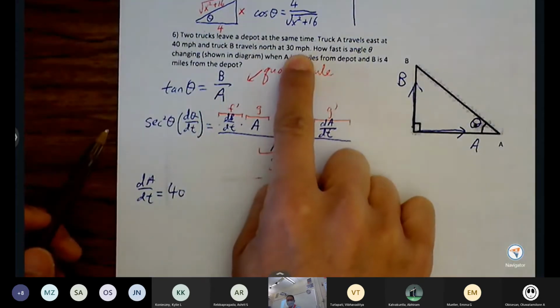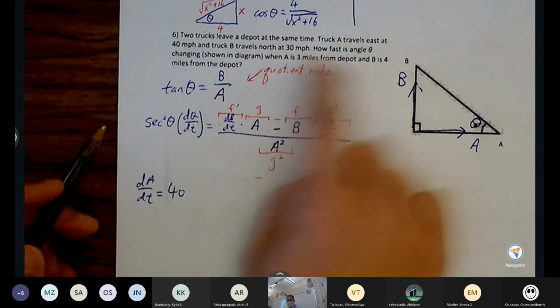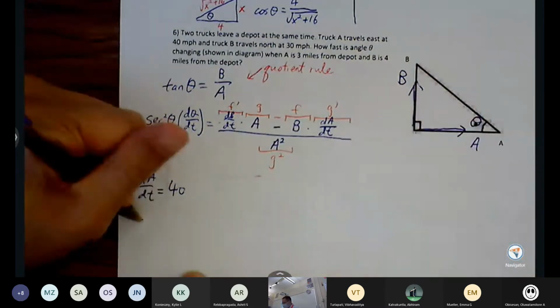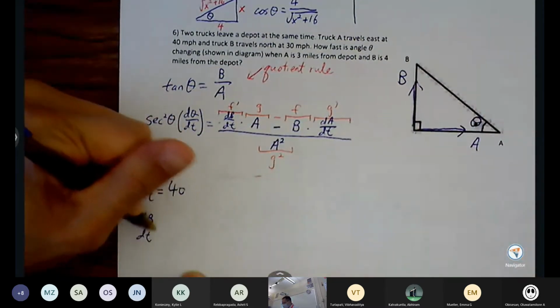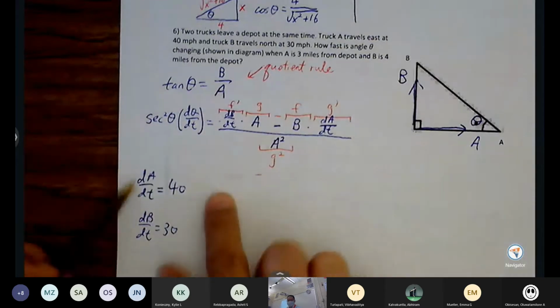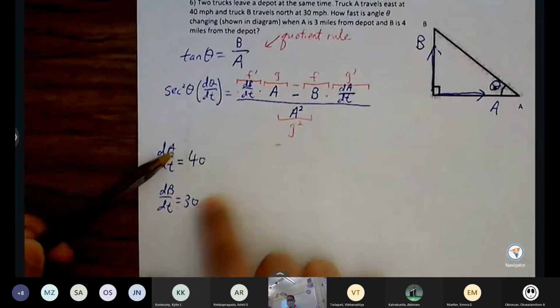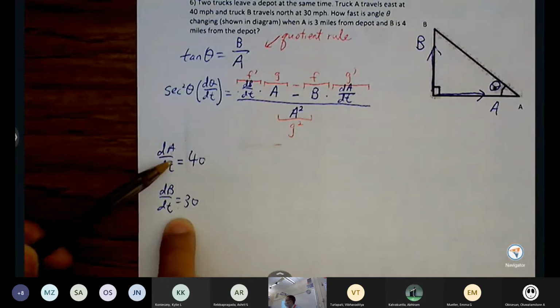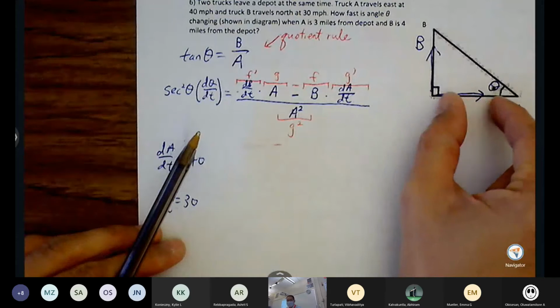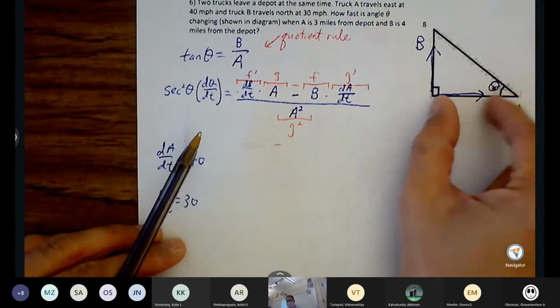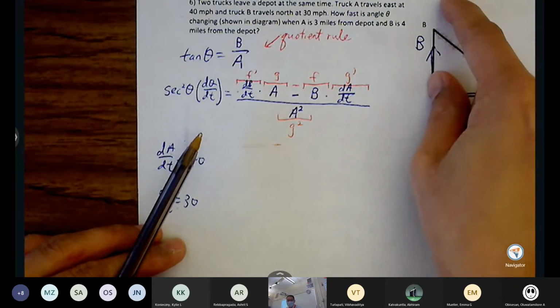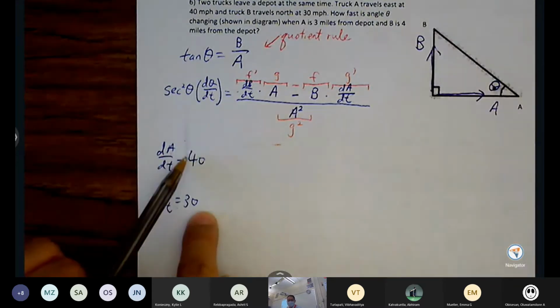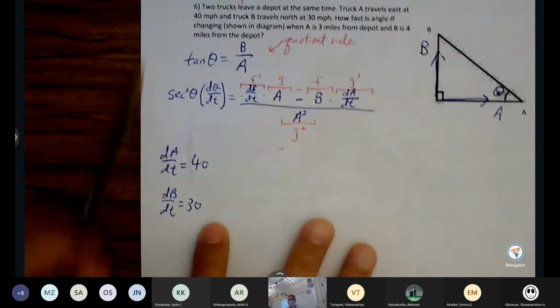Truck B travels north at 30 miles per hour. So dB/dt. And notice that these are both positive. Are they positive because we're going right and we're going north? Good. The distance of the triangle is increasing because of the way the triangle is drawn. Imagine these lengths both increasing. That's why we get that positive treatment.